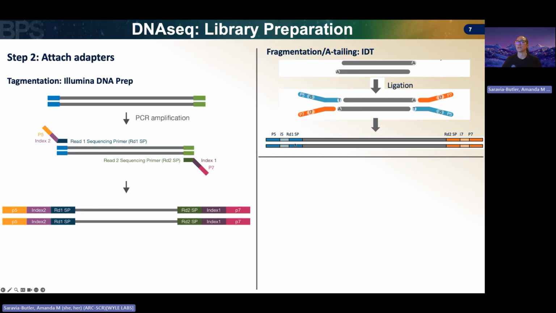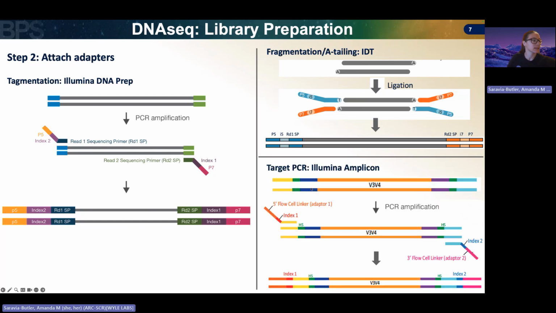Again, those are going to be the sequence priming region. The index will help us identify which sample the sequence came from, and then our P5 and our P7 regions, which will allow us to attach to the flow cell to sequence.